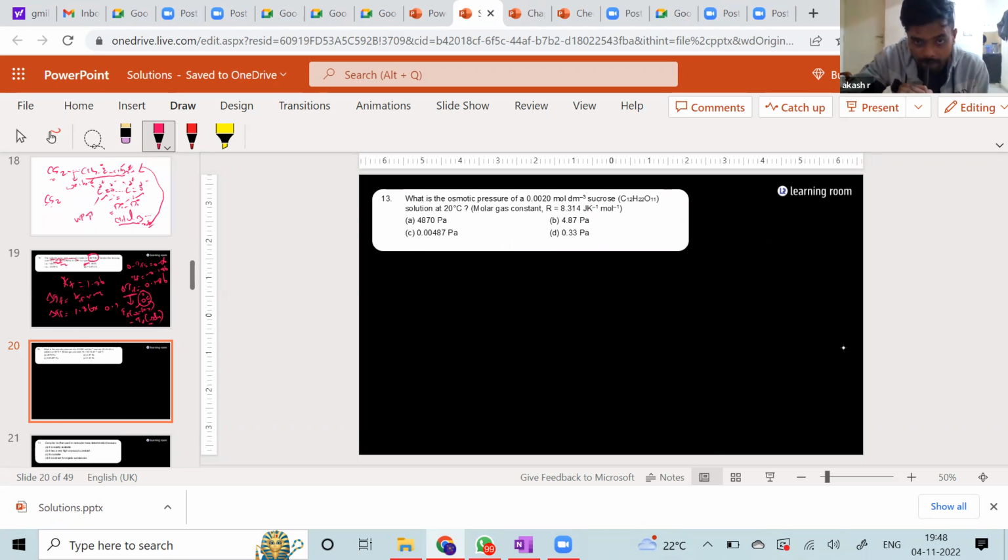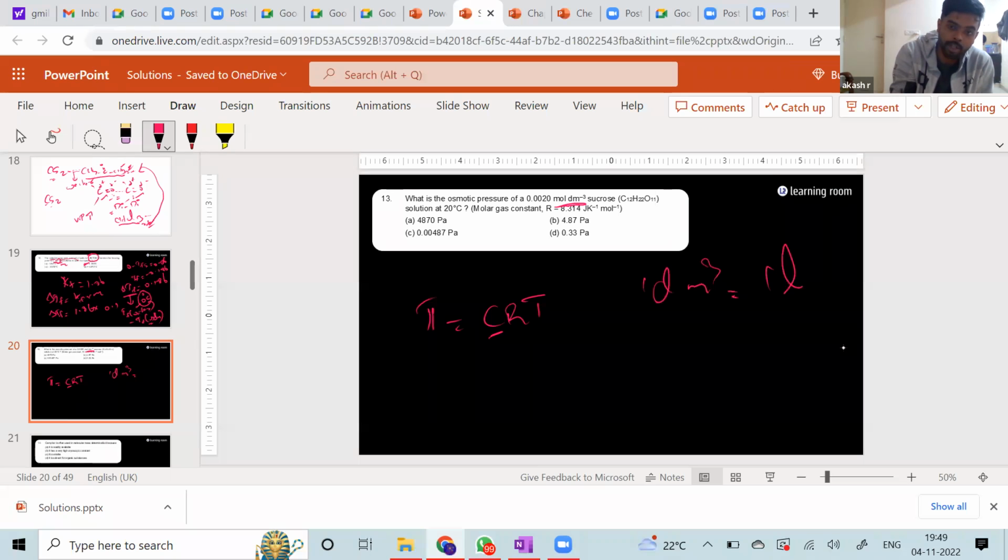What is the osmotic pressure of 0.002 mole per decimeter cube sucrose solution at 20 degrees Celsius? Take the molar gas constant as 8.314. That's it. Now, direct substitution formula, pi, osmotic pressure, is equal to C into R into T, where C is the molarity. Right? And molarity is given or not? Mole per decimeter cube. What is 1 decimeter cube? 1 decimeter cube is 1 liter.